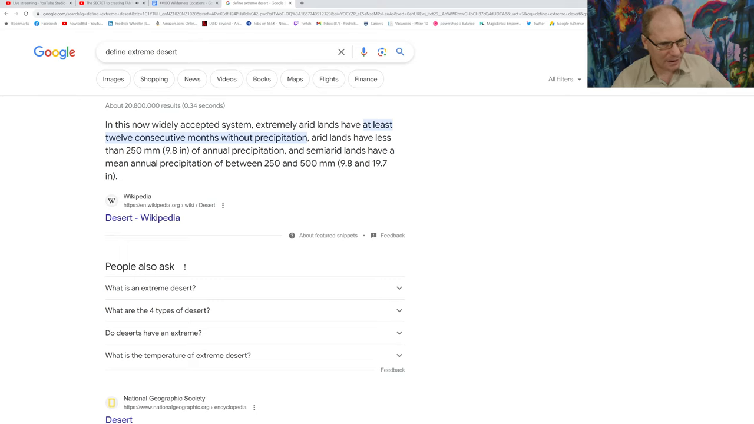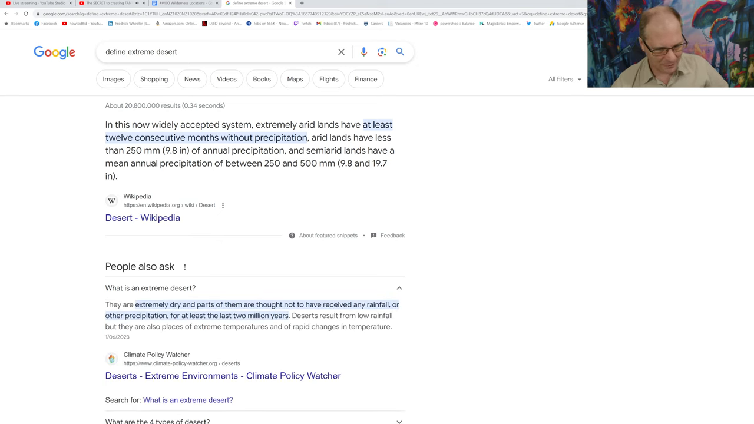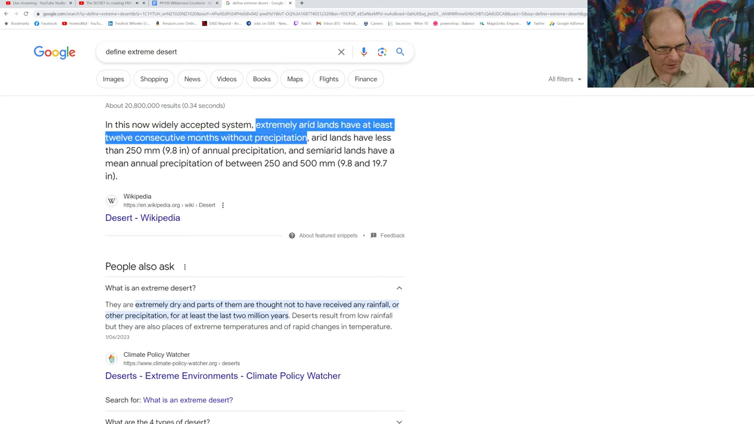At least 12 consecutive months without precipitation. Oh my gosh. Okay, so there is such a thing as extreme desert. I did not realize. So that's why somebody had said it. They are extremely dry, and parts of them are thought to not have received any rainfall or other precipitation for at least the last 2 million years. Holy cow! Okay, so it seems like this is the definition here. Okay, so there is such a thing. I didn't realize there was.